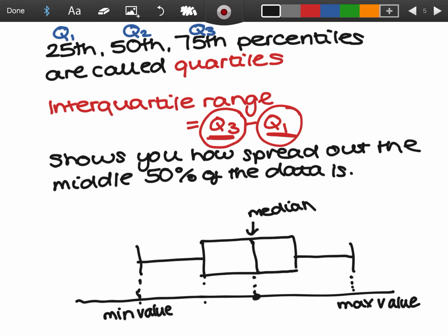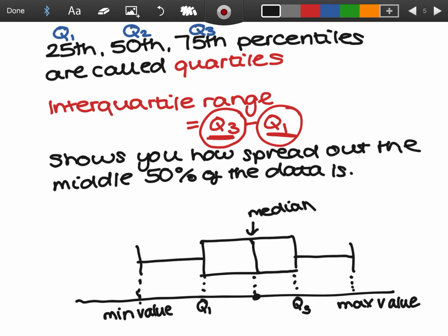Then at either end, we've got Q1 and Q3, our lower quartile and our upper quartile, our 25th percentile and our 75th percentile. So the wider that box is, the more spread out the middle of your data is. A smaller box in the middle means that most of your data is clustered. The middle 50% of your data is clustered together. So it gives you a good idea for the spread of the data.